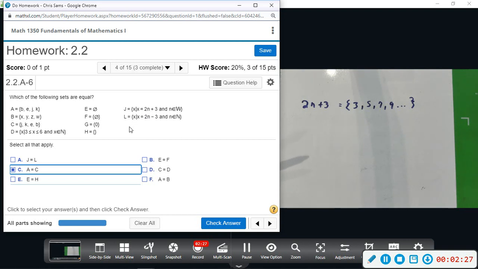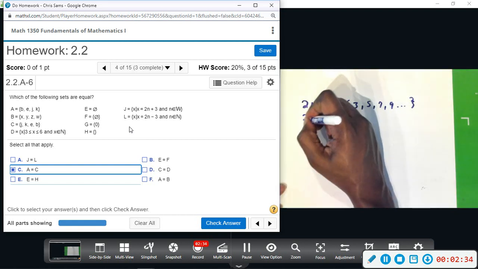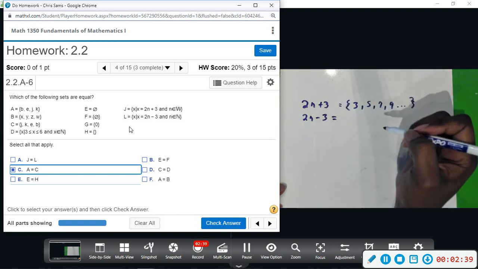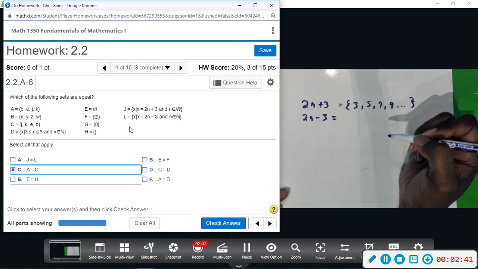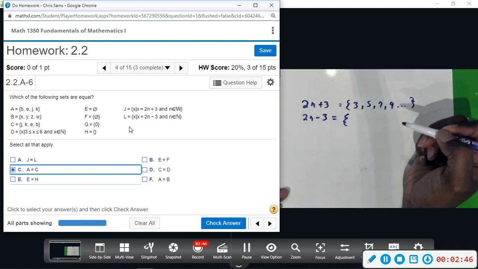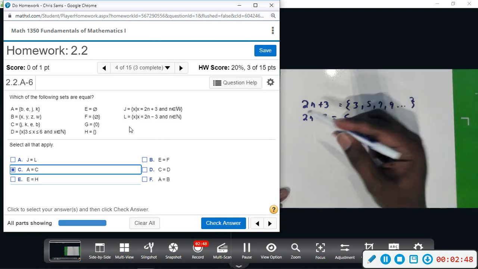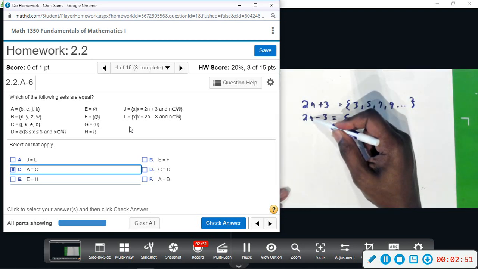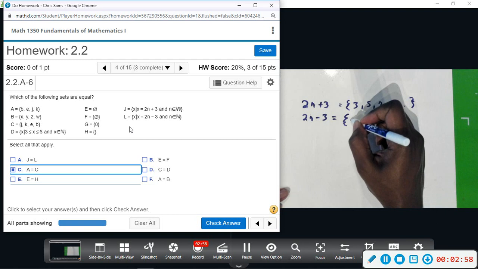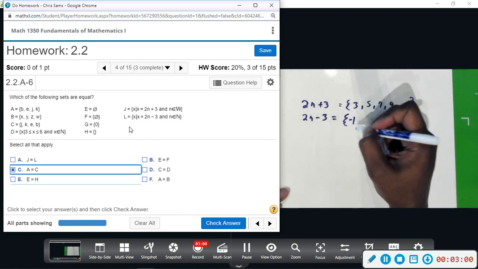If we listed the sets in L, it says 2n minus 3. And then it says n is a natural number. Natural numbers are counting numbers starting with the number 1. So it doesn't have a 0. And so if we plugged in 2 times 1, we would get 2 minus 3 would give us negative 1. Okay, so negative 1 would start the set.